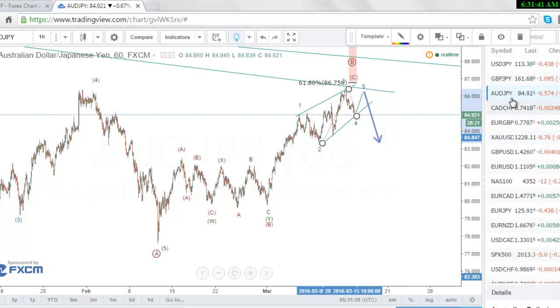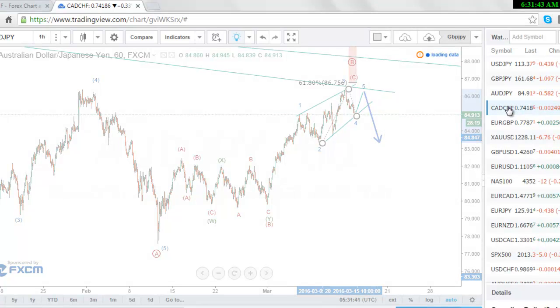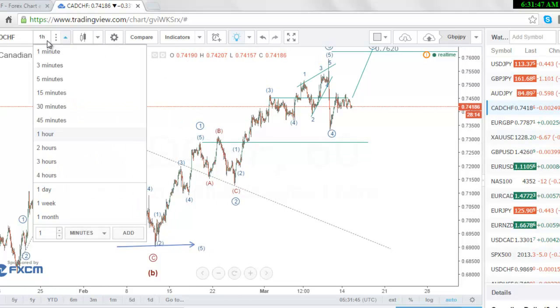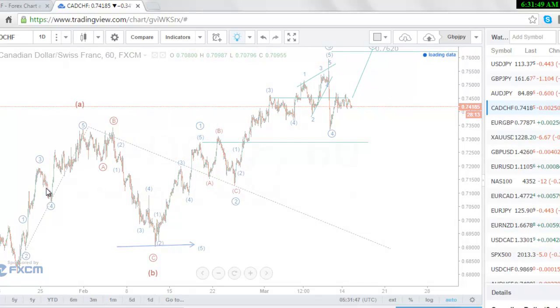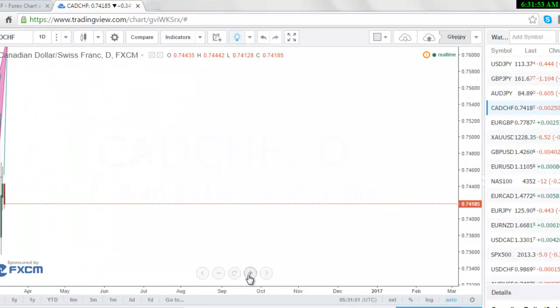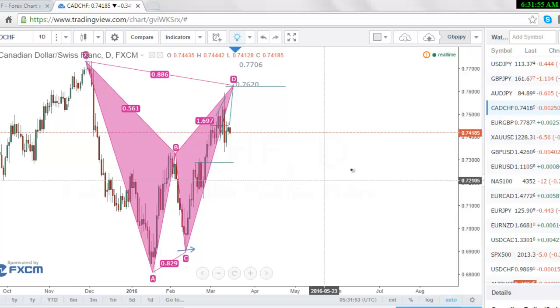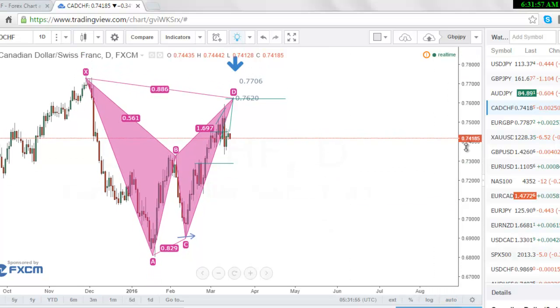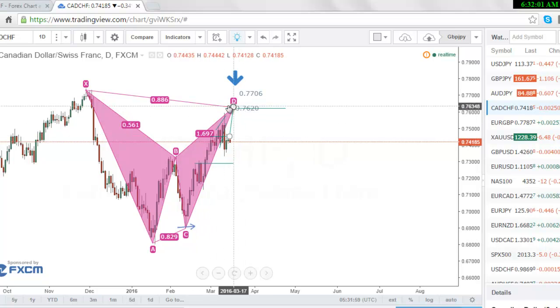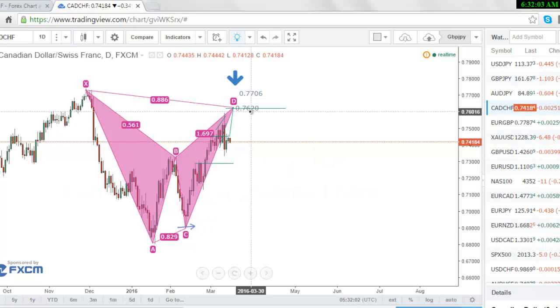Now the next one is the CADCHF. Now the CADCHF, from the daily chart, the CADCHF is forming something that looks like the bat pattern. Okay, that one, the harmonic guys are so familiar with that, the harmonic pattern traders. Okay, it's forming something like a bat pattern, which is going to end around 0.7620. Okay, the kind of structure we're having here is calling for a sell.